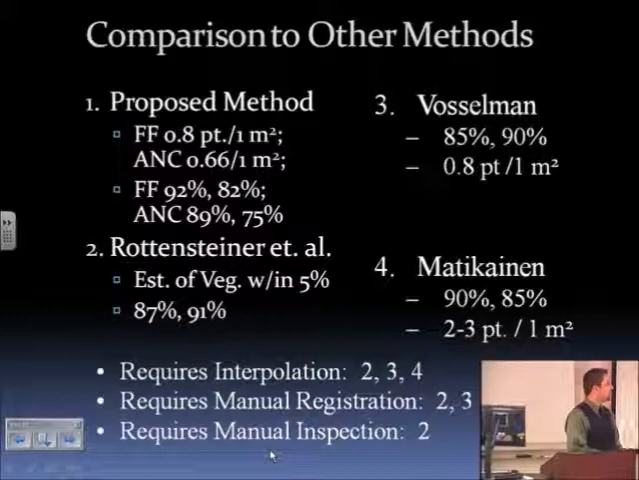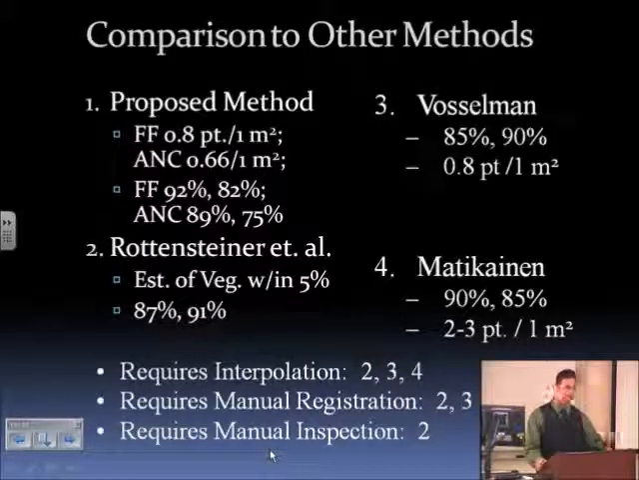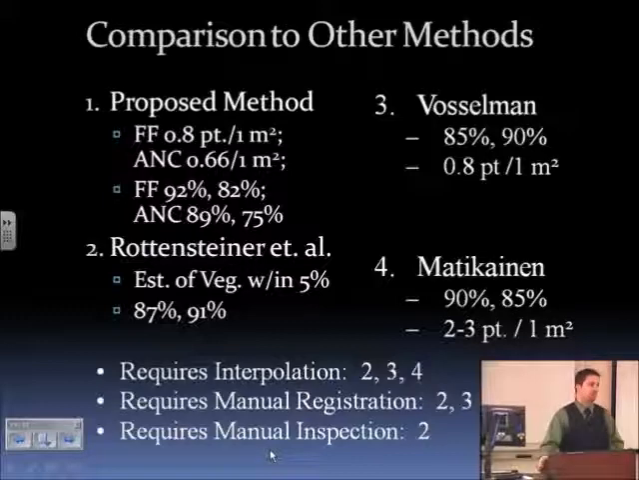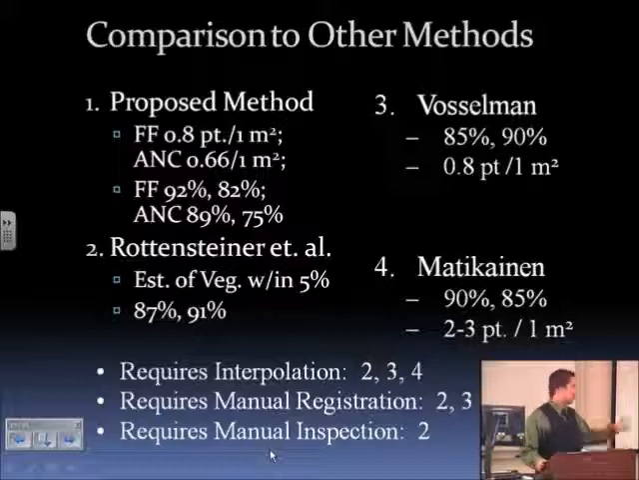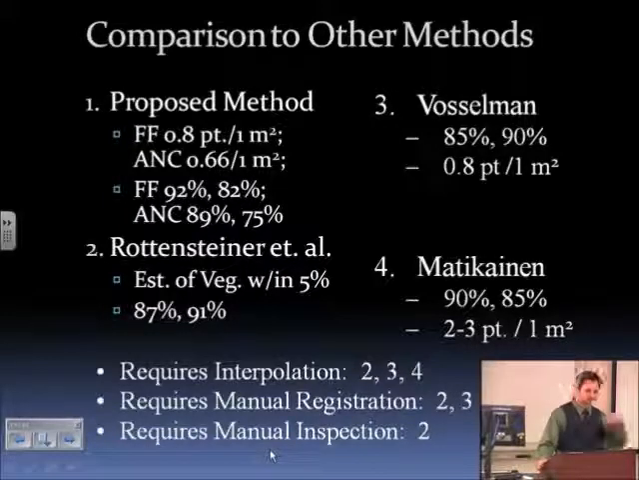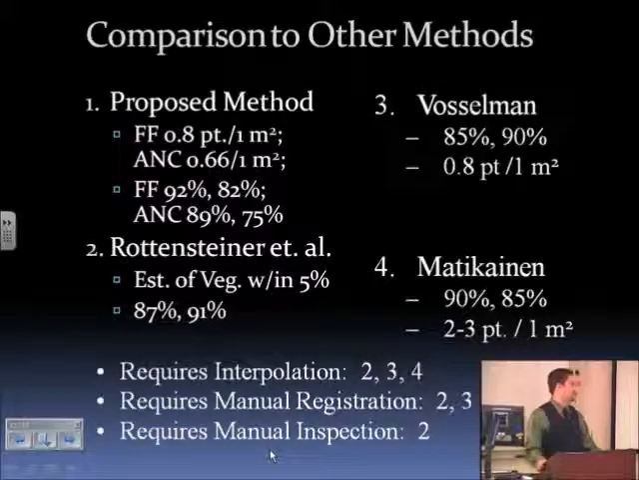Some things to point out: methods 2, 3, and 4 actually require that the data set be interpolated. And methods 2 and 3 rely on both the aerial imagery and the LiDAR data. As part of a pre-processing technique, you have to register the LiDAR data to the aerial imagery. This is not a trivial task. This was done manually, otherwise they would have published it as automatic registration. Automatic registration from LiDAR to aerial imagery is an actively sought-after topic in academia.